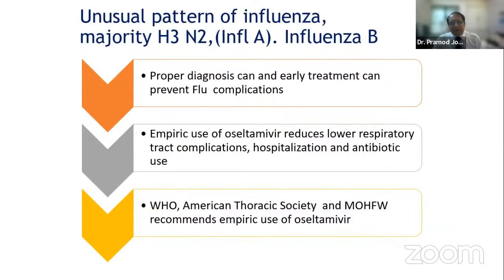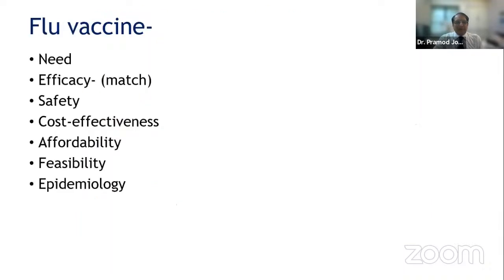So, my dear friends, remember that influenza is showing an unusual pattern. The majority of cases are H3N2, some are H1N1, and some are influenza B. Proper diagnosis can prevent flu complications, and even early treatment can prevent flu complications. The empiric use of Oseltamivir reduces lower respiratory tract complications, hospitalization, and antibiotic use. And many reputed societies have recommended the empiric use of Oseltamivir.